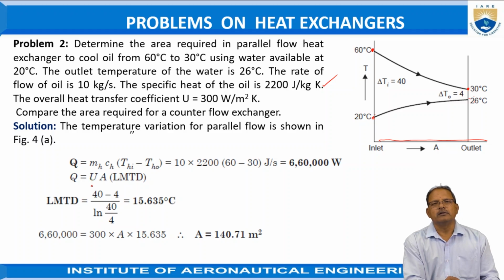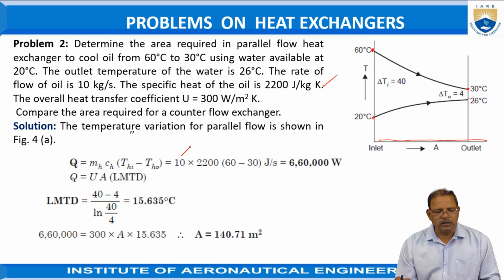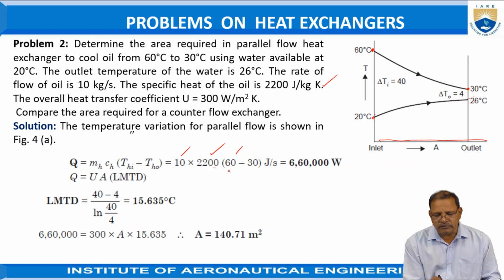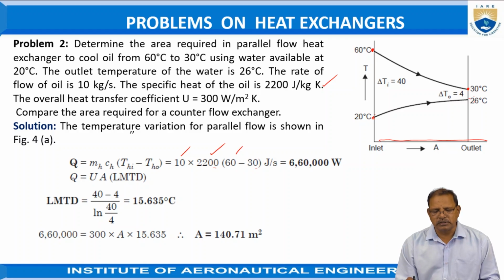So Q is equal to, according to the problem, mH into CH into (TH minus THO), which is the amount of heat energy extracted from the hot fluid. Here mH is given as 10 kg of oil, and the specific heat is given as 2200 joules per kg per degree Kelvin. The temperature difference is 60 minus 30. Whether you mention it in Kelvin or centigrade, the value does not change, hence I kept it as 60 minus 30. This gives 6,60,000 watts.